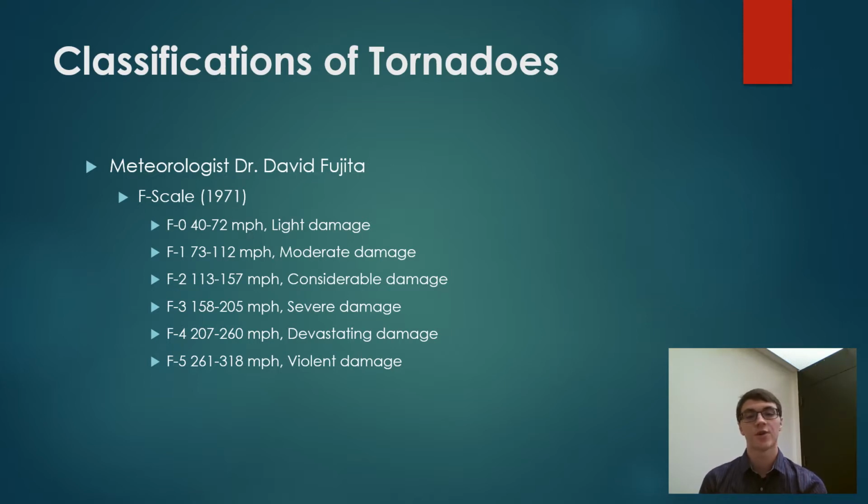So we can classify tornadoes thanks to the meteorologist Dr. David Fujita. He created the F scale in 1971, and there are 6 different classifications, and they classify the tornadoes based on their wind speed along with the damage done.